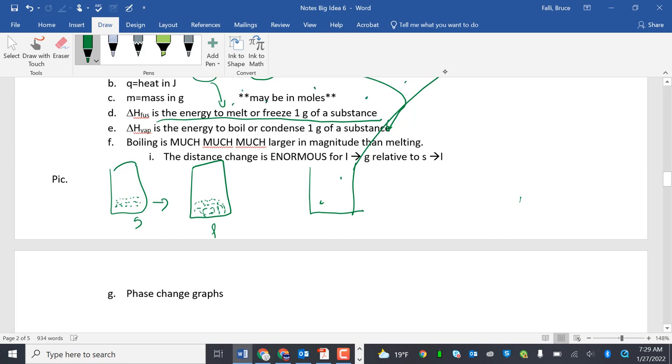Okay, so notice how the particles, this is a gas, are very far apart. And remember how bond energy is Q1, Q2 over radius squared. I'm changing that radius an enormous amount. Their distance is enormously large.